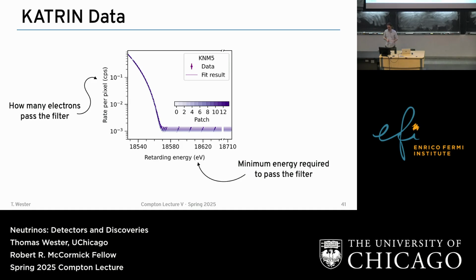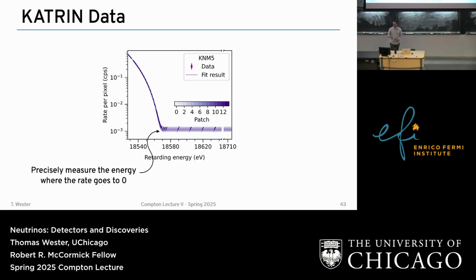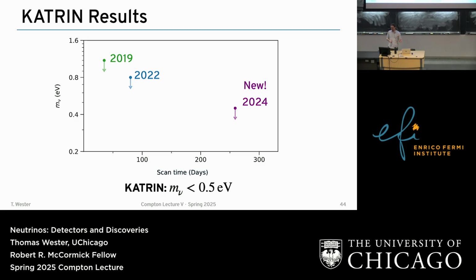This is actual KATRIN data. Another thing they do is segment their detector into different regions, and that allows them to estimate the background in each region separately. That's why you have multiple lines here that are all offset from each other. But anyway, it's really this critical region that they care about to measure the neutrino mass, so when the rate goes to zero.